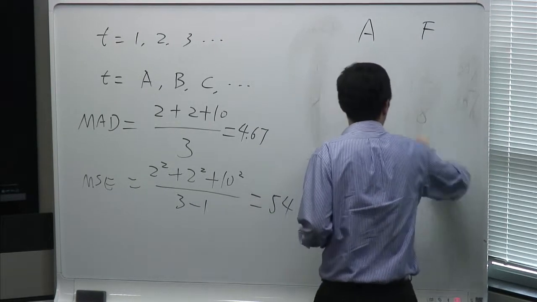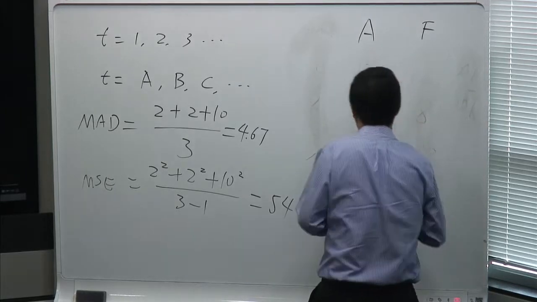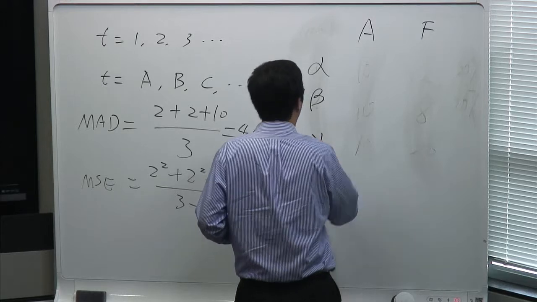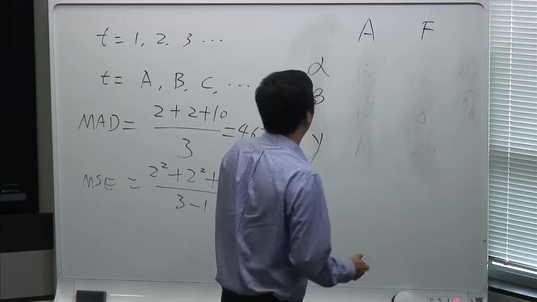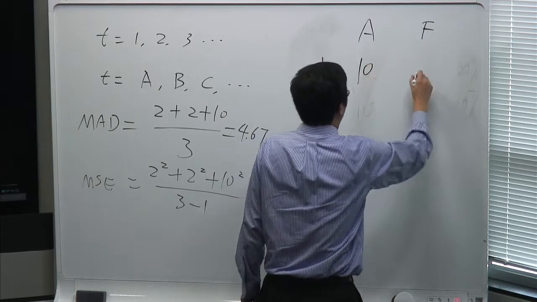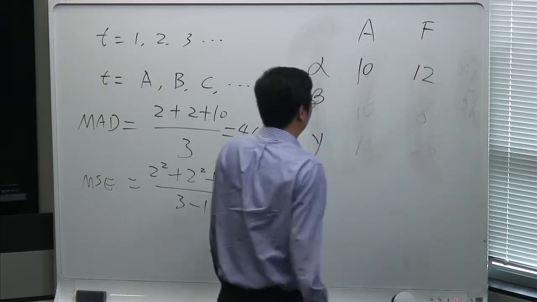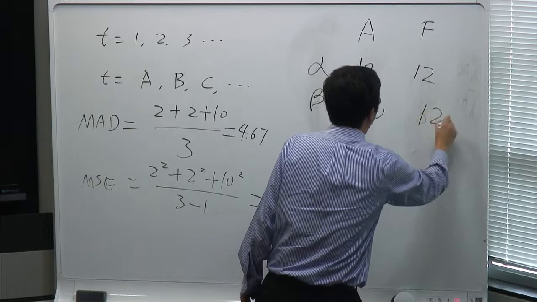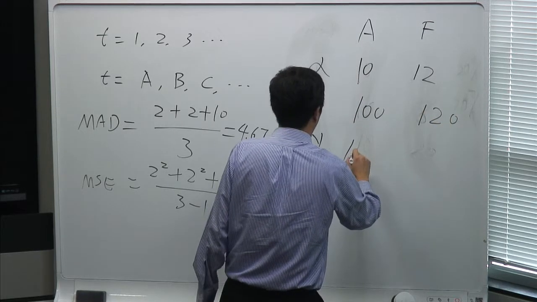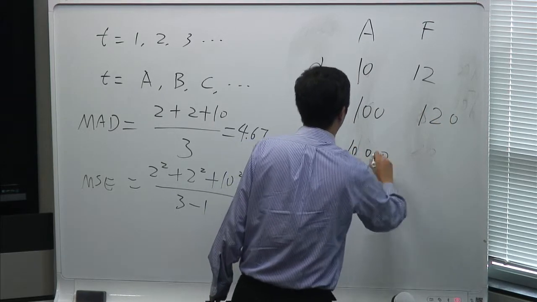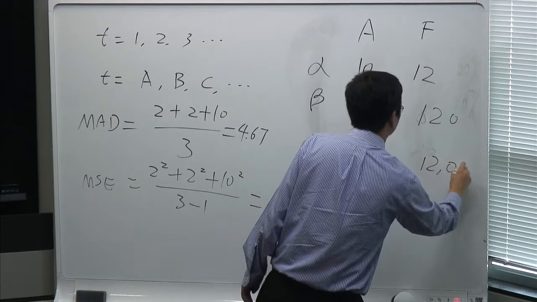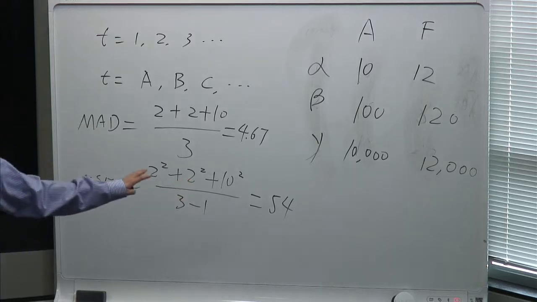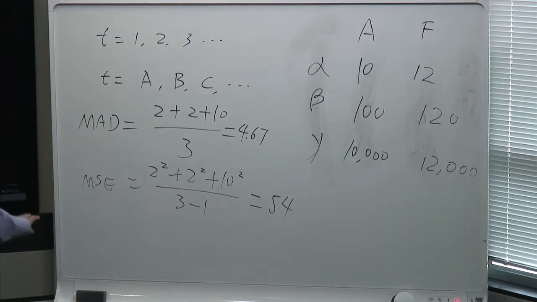Products A, let's not talk about A, B, C, let's say Greek: alpha, beta, gamma, right? Now we have these three products. The first one is 10, 12. The second one is 100, 120. The third one is 10,000, 12,000. You can see from MAPE, the exact same forecast error, 20%.